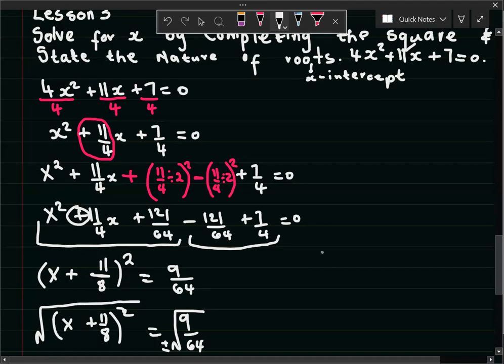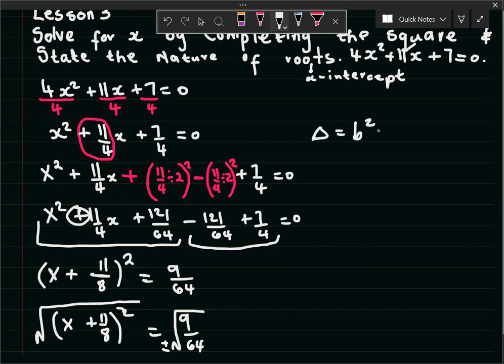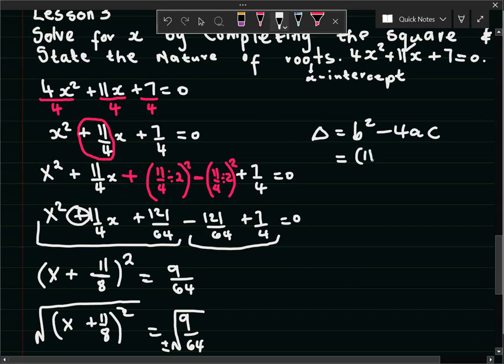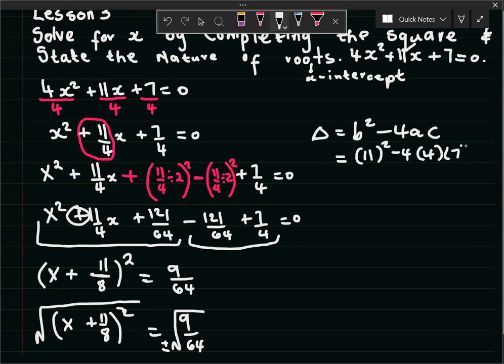But I just want to show you how you could have done the nature of roots. Remember, it's delta equals b squared minus 4ac. I'm just showing you another way you could have done it. So your b is what? It's 11 squared minus 4. And then your a is 4. Your c is 7. Let's quickly punch that on a calculator. So it's 11 squared minus 4 times 4 times 7, which is equal to 9.